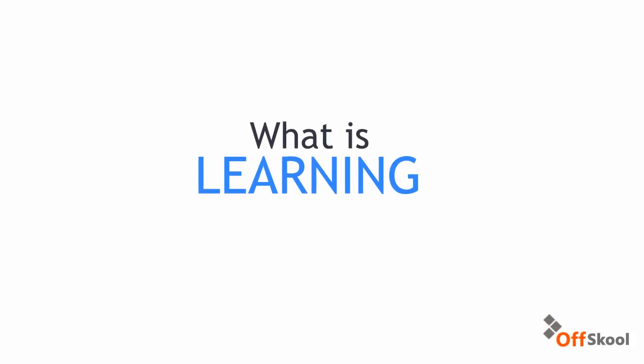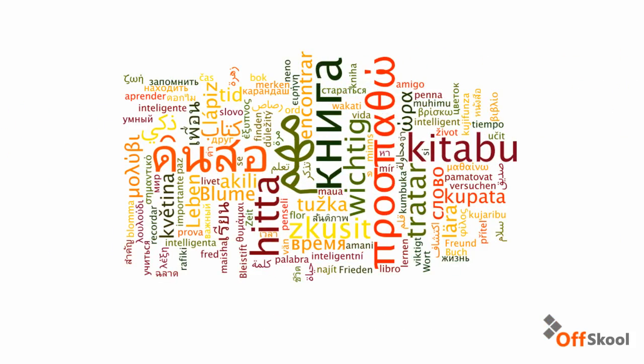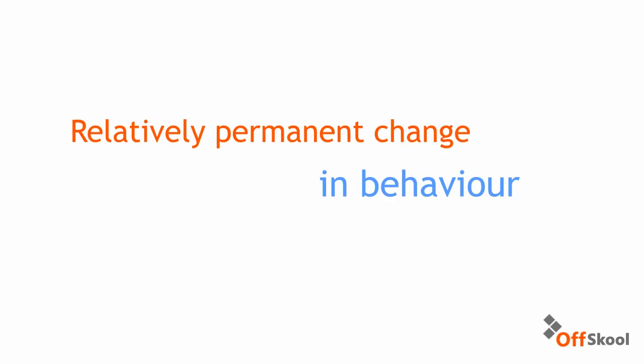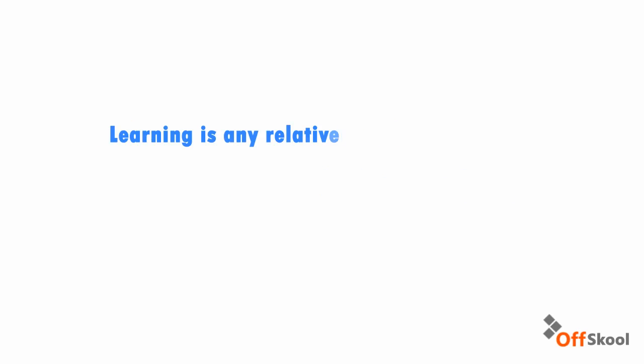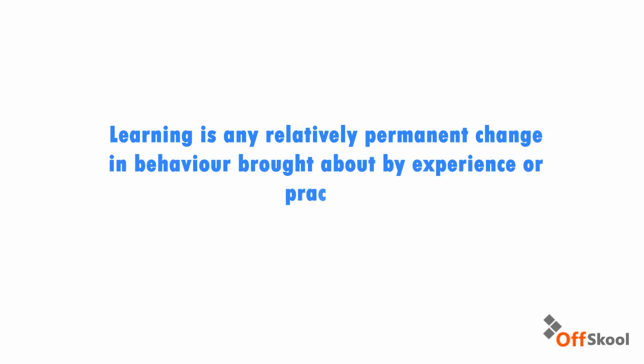Hello everyone, today I've made this tutorial on the chapter learning. So what exactly is learning? You learn a few dance moves or you learn some new words from a foreign language. Here you're learning how to dance or how to speak a foreign language. So it's any relatively permanent change in you and your behavior. The definition goes: learning is any relatively permanent change in behavior brought about by experience or practice.